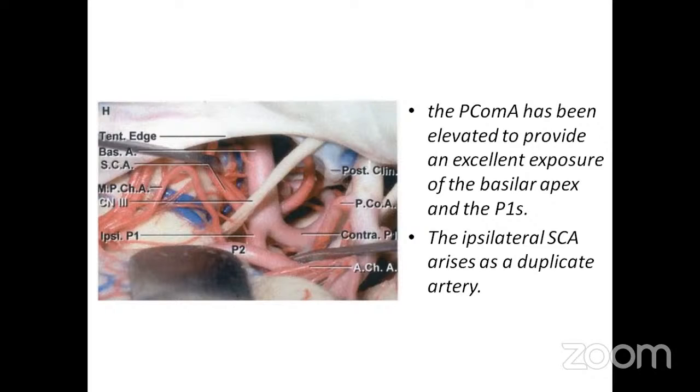Okay. So in this diagram, the anterior choroidal artery has been, the posterior communicating artery is elevated. This is the basilar artery. The basilar artery is divided into the posterior cerebral artery. This is the ipsilateral P1 segment again, and this is the contralateral P1 segment.